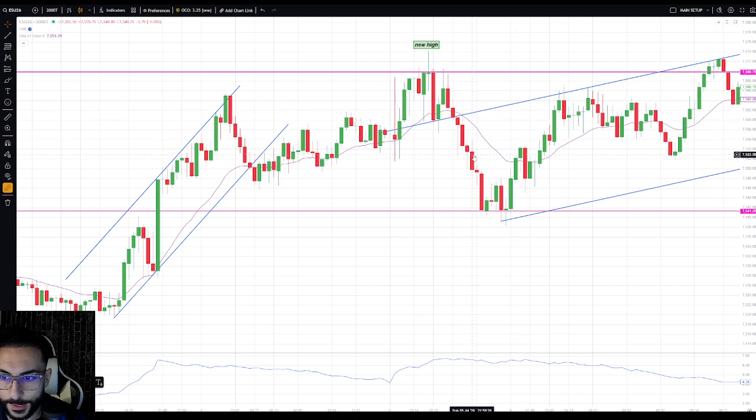We are currently looking at ES, and the time frame we are looking at is the 2000 tick chart. Now, the only supportive indicator I use is the 21 EMA, which is this purple line, which is oscillating up and down. And other than that, I solely rely on price action to look for high probability setups.